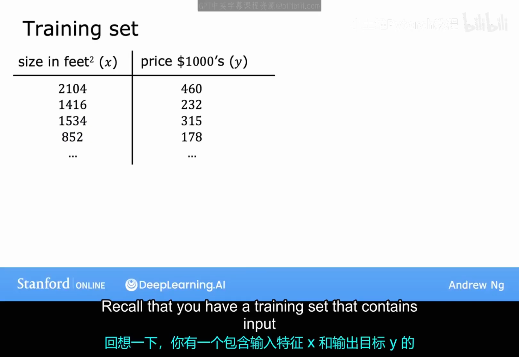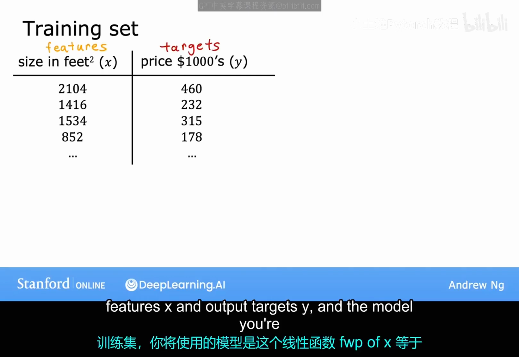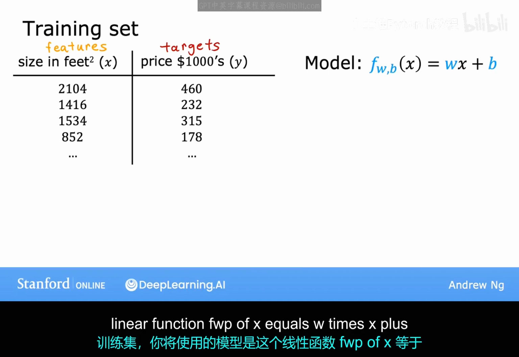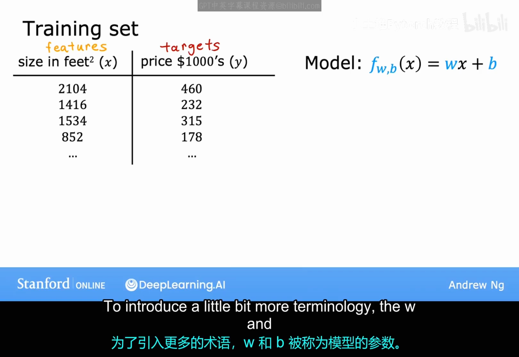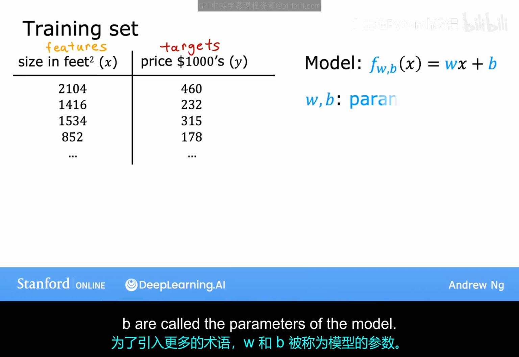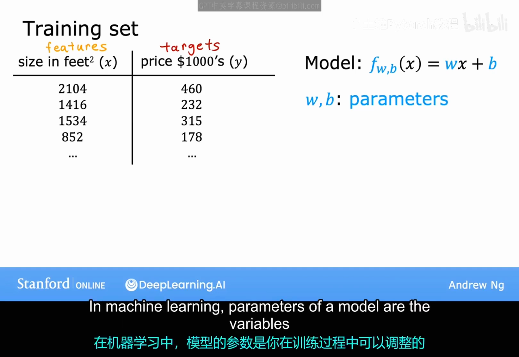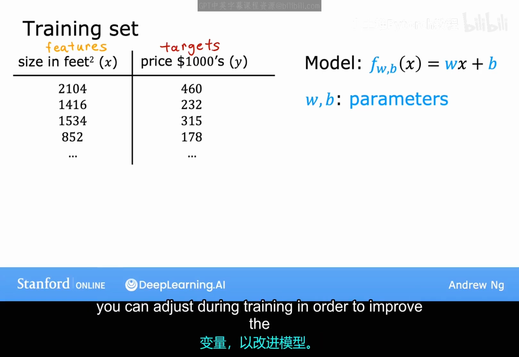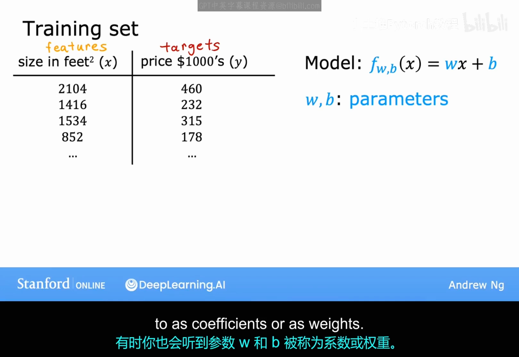Recall that you have a training set that contains input features x and output targets y. And the model you're going to use to fit this training set is this linear function f_w,b of x equals w times x plus b. To introduce a little bit more terminology, the w and b are called the parameters of the model. In machine learning, parameters of a model are the variables you can adjust during training in order to improve the model. Sometimes you also hear the parameters w and b referred to as coefficients or as weights.